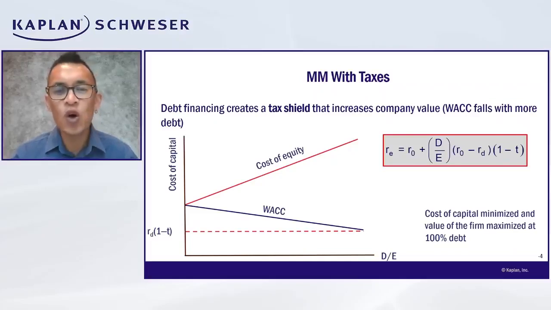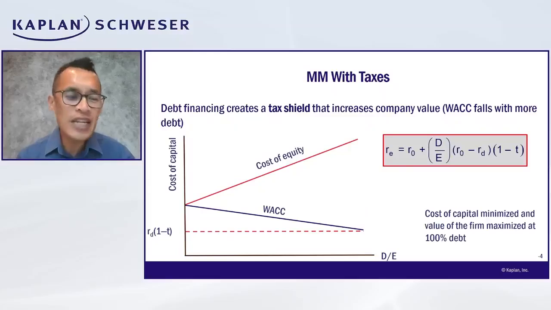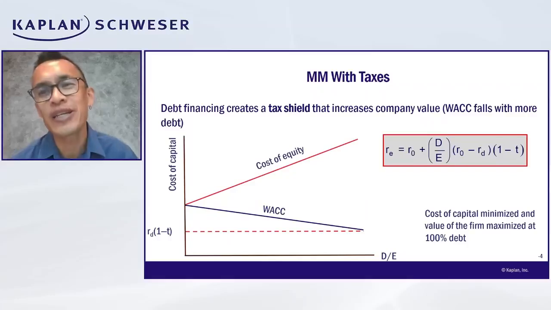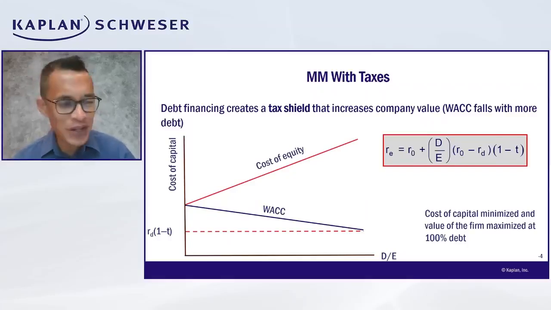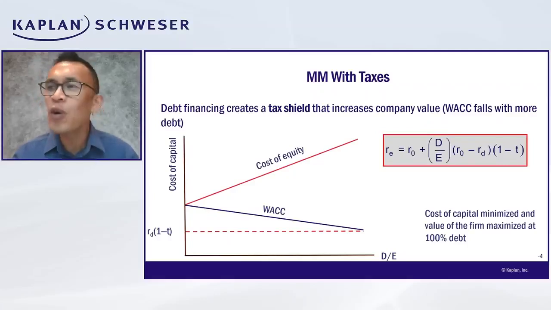All of this leads us to the preliminary conclusion that we're going to maximize the value of the firm if the capital structure is 100% debt. Now, that sounds totally appealing in theory, but we're going to find out shortly that that is not realistic.